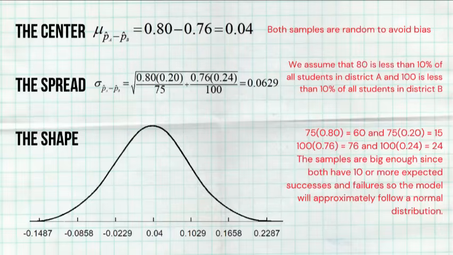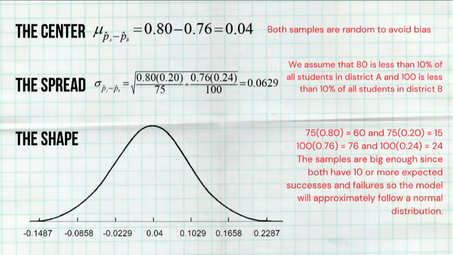Finally, we have our shape, of course, normal. As long as we can check, and let's actually check that, you do need to do this on the AP test to prove that we do have those 10 or more successes and failures. So in this sample from District A is 75, 80% should pass, that's 60, more than 10. 20% will not pass, that's 15, more than 10. And the same thing for District B. So since we have enough successes and failures, the shape will be normal. So right smack dab in the center, we see the 0.04 that we expect, but we also see that it could be a little bit higher, or could be a little bit lower.